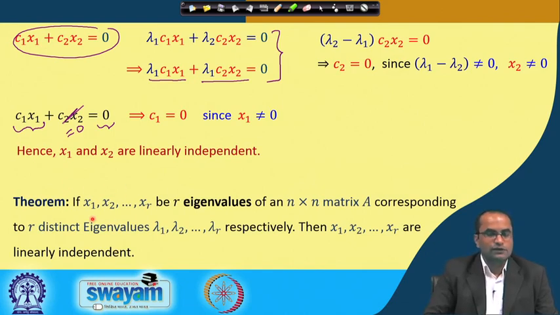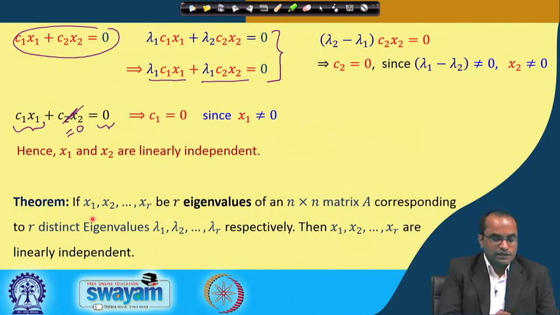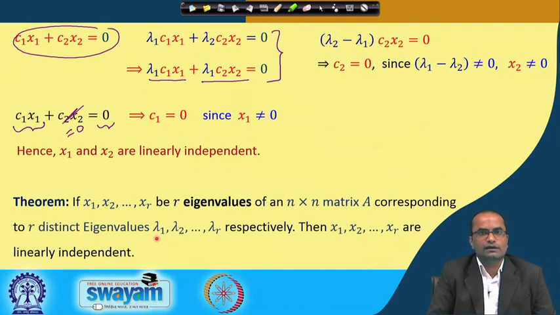For instance, here we have eigenvectors x1, x2, x3, ..., xr corresponding to our distinct eigenvalues. So, these are the eigenvectors corresponding to these eigenvalues lambda 1, lambda 2, ..., lambda r respectively, and in that case also we can use a similar trick to prove that these eigenvectors are linearly independent. So, we have this very nice result that corresponding to distinct eigenvalues the eigenvectors are linearly independent.